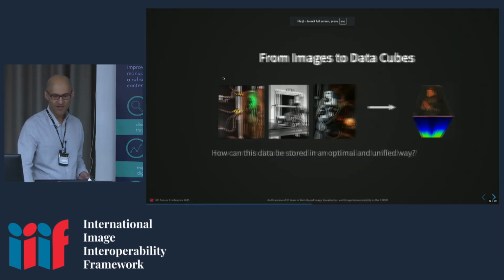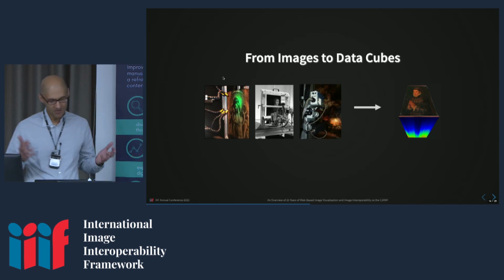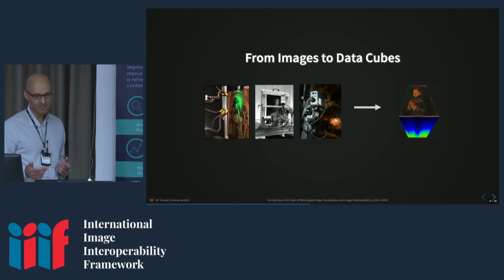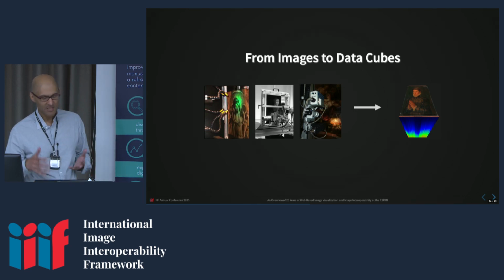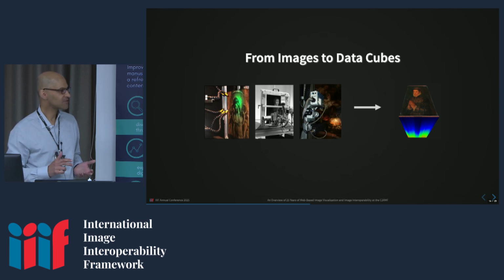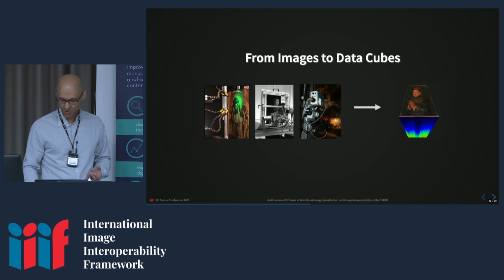So where's this all going? We've moved from images, just 2D pixels on a canvas, to data cubes. So there's a third dimension of information. Even in the RTI example, you have multiple planes or coefficients for each pixel. So all of these new types of techniques generate these cubes.